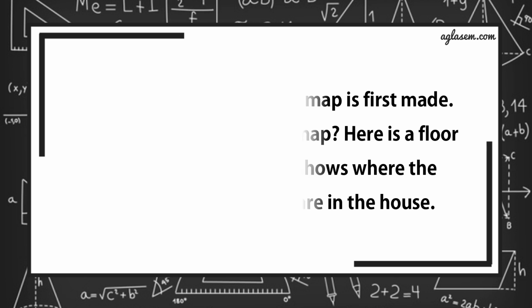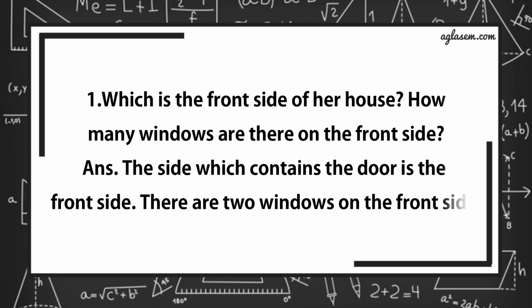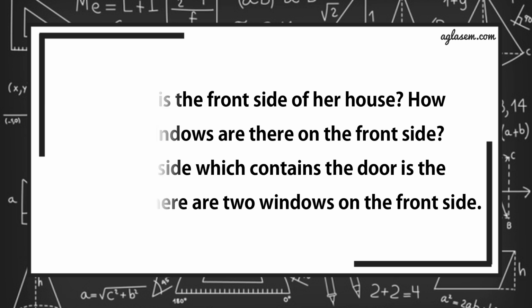Here question number 1 says, which is the front side of her house? How many windows are there on the front side? Answer is, the side which contains the door is the front side. There are 2 windows on the front side.